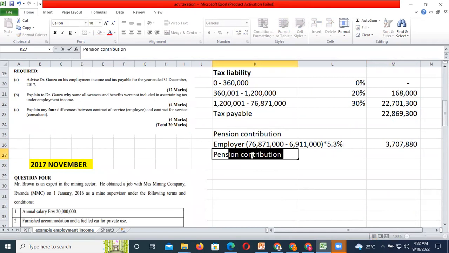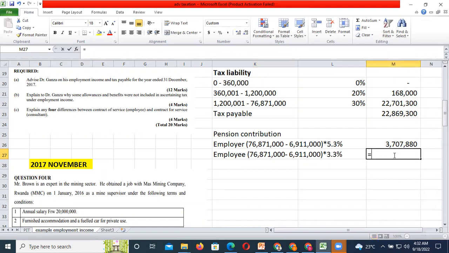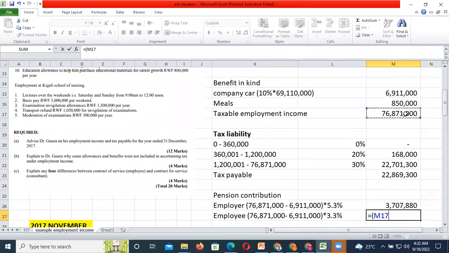And then I can also compute the pension for the employee. It's going to be the same: 76,871 minus 6,911 times 3.3%. So I have this minus this times 3.3%.